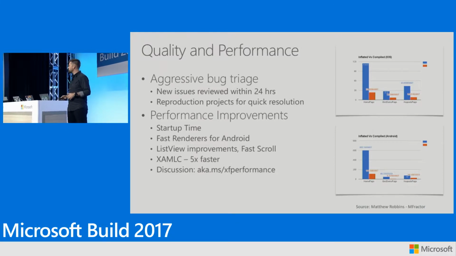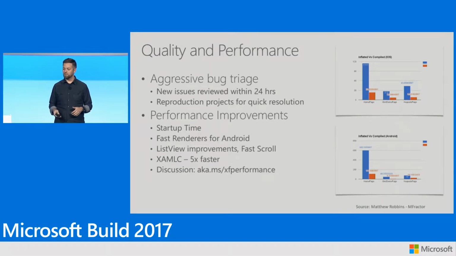XAML-C, if you're not familiar, has been reported, and Matthew Robbins did a little test on this, and it was reported down in Australia, so it's not home-baked numbers here. He's seeing 5 times faster performance on his applications when he enables XAML-C versus not. Who wants 5 times faster applications? Yes.